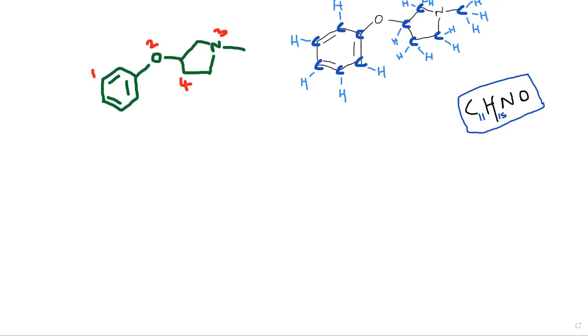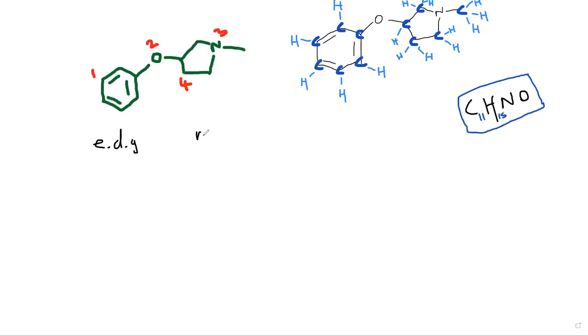Now, what we want to do is determine the electron domain geometries and molecular geometries around each of these atoms 1, 2, 3, and 4. Okay, so let's start with that. We want the electron domain geometry and the molecular geometry.